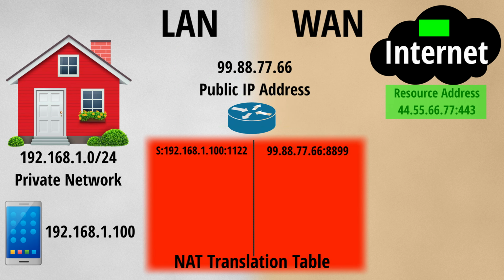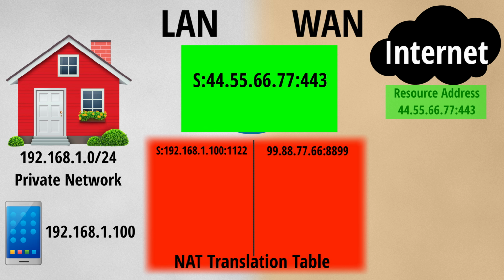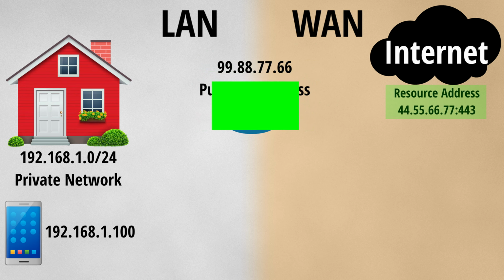And off it goes. It gets the request, and upon the return, the IP packet will now have changed. The source will now be what was the destination. So the source will be 44.55.66.77 port 443. And the destination will be the original source, 99.88.77.66 port 8899. It hits the router on the external side and gets untranslated by the translation table, and 99.88.77.66 port 8899 becomes 192.168.1.100 port 1122 and is forwarded to the destination, which is our private host.